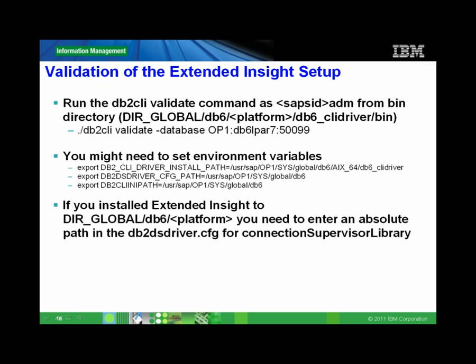With the DB2 CLI validate command, you can check if the communication from your SAP system to the InfoSphere Optim Performance Manager is working. You might need to set the environment variables as specified, as they are not set in the environment of the subset ADM user. In addition, you need to update the DB2 DS driver CFG file with an absolute path to the PQCMX library. This is only needed temporarily for running the DB2 CLI validate command. Afterwards, you should set the value for the parameter connection supervisor library in the DB2 DS driver CFG file back to the relative path.